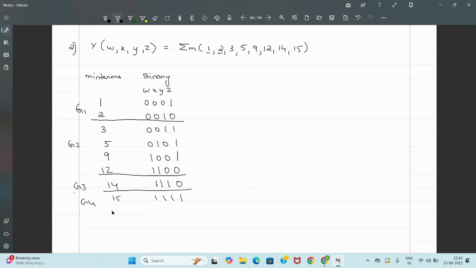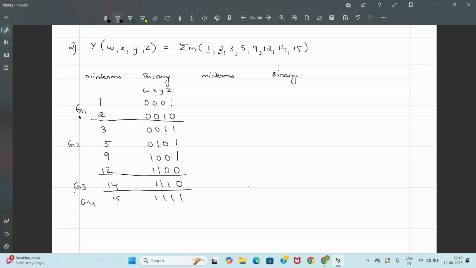So totally I have 4 groups. The first group has a single one, then 2 ones, 3 ones, and 4 ones. This is the starting initial table. For the next step, again, you need the minterms and their corresponding binary representation. Now, how do we write the next column?